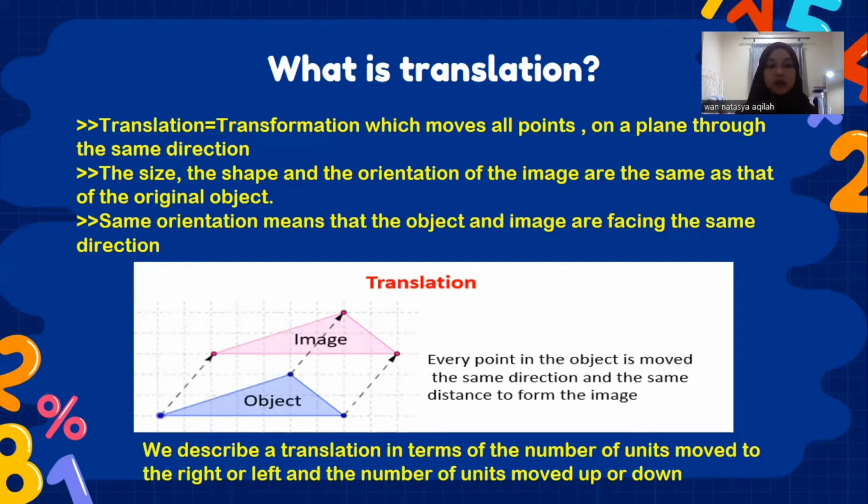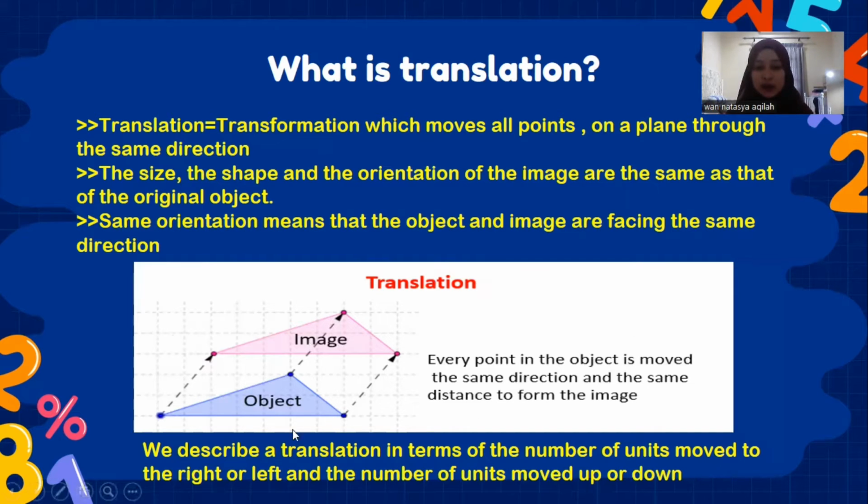Next. The same orientation means that the object and image are facing the same direction. Okay, what is same orientation? It is when the object and the image are facing the same direction. We look at this picture. We see that the object and the image have the same size, the same shape, and the same orientation. Every point in the object is moved the same direction and the same distance to form the image.